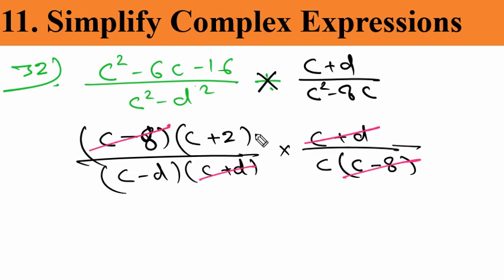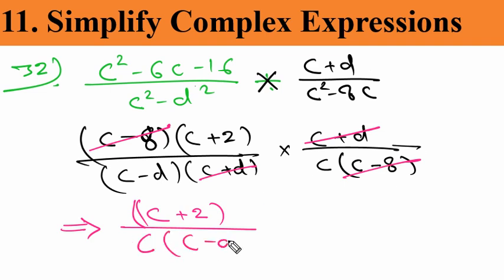Anything else we can cancel? I don't think so. So in the numerator we have c plus 2. In the denominator we have c multiplied by c minus d, and that is your answer. Okay, so I'm sure you understood all these types of questions, right? Now question number 33 is of the same type.